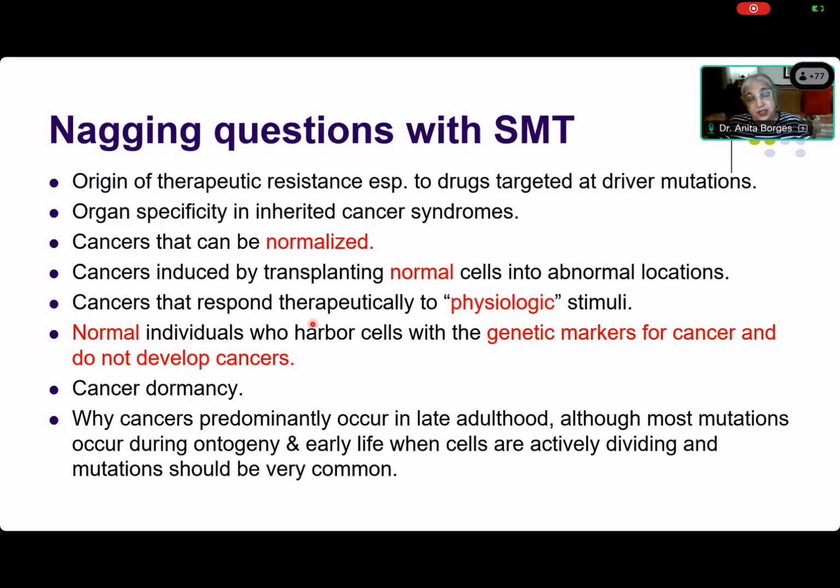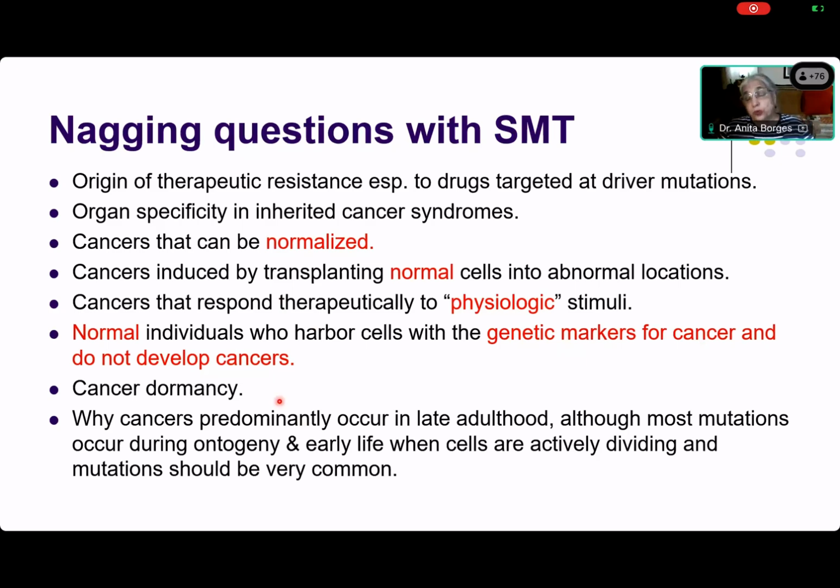A very common one is follicular lymphoma. You have the 14-18 translocation in follicular lymphoma, and there are many individuals, up to 10% in the West, that have this translocation in their normal lymphocytes. They don't produce follicular lymphoma. They never had a follicular lymphoma. So why? They're absolutely normal.